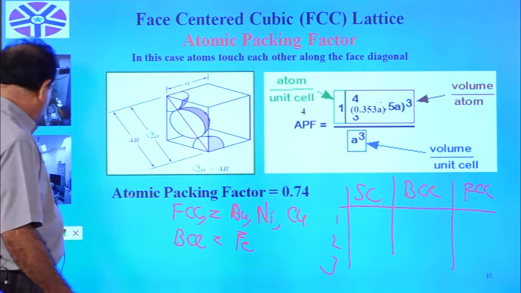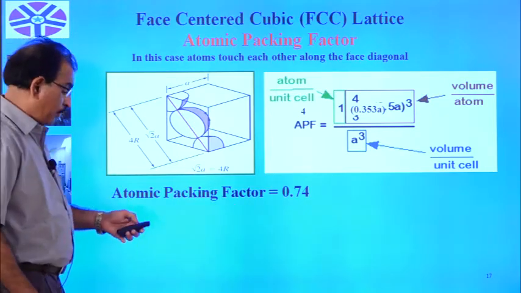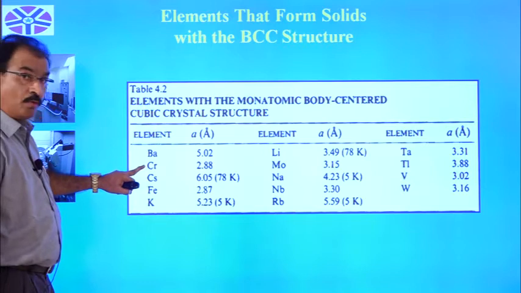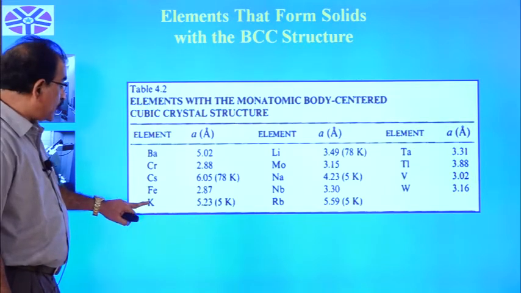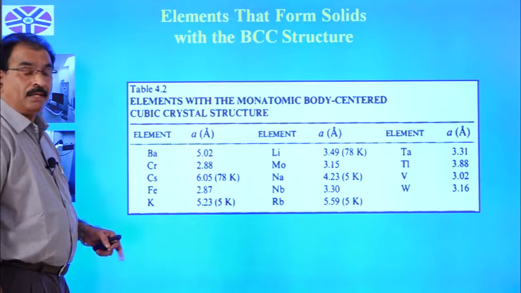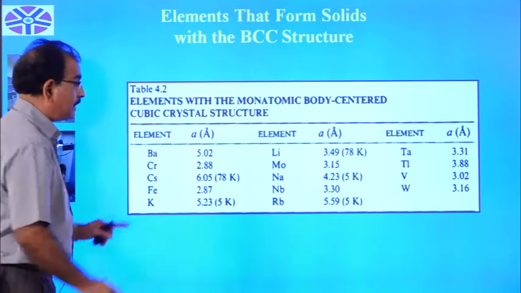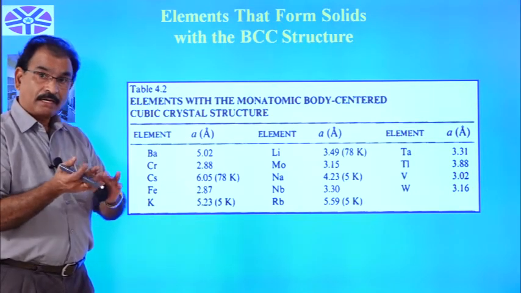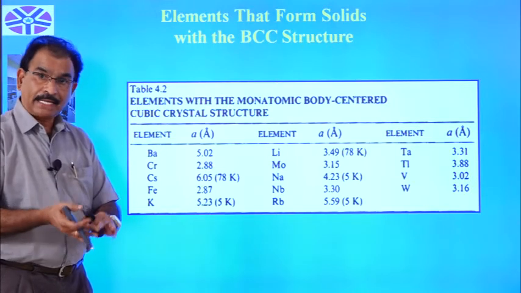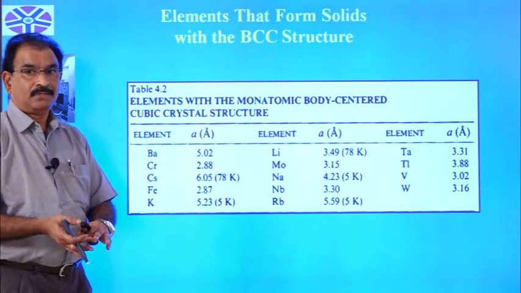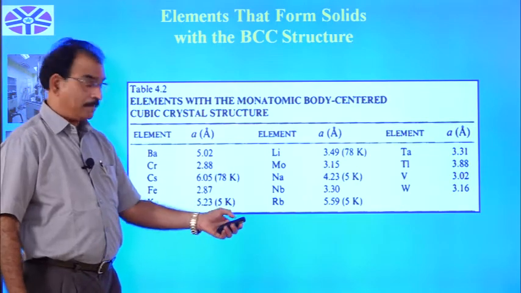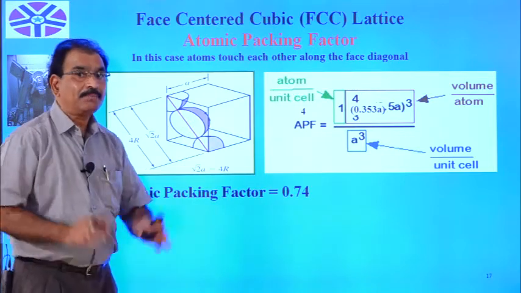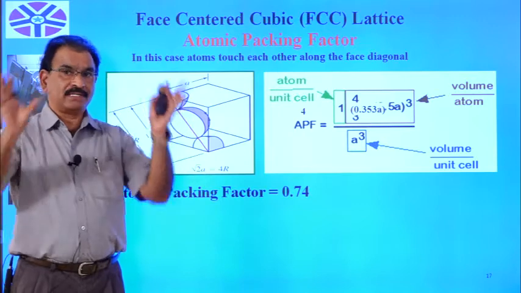I can show you some more examples also. Suppose if I go back, see for example, BCC: we have iron, chromium, cesium, potassium and barium. All these metals have BCC lattice, whereas FCC lattice: gold, copper, nickel, etc. So, these are the examples for BCC and already I have written examples for FCC. Is it clear?